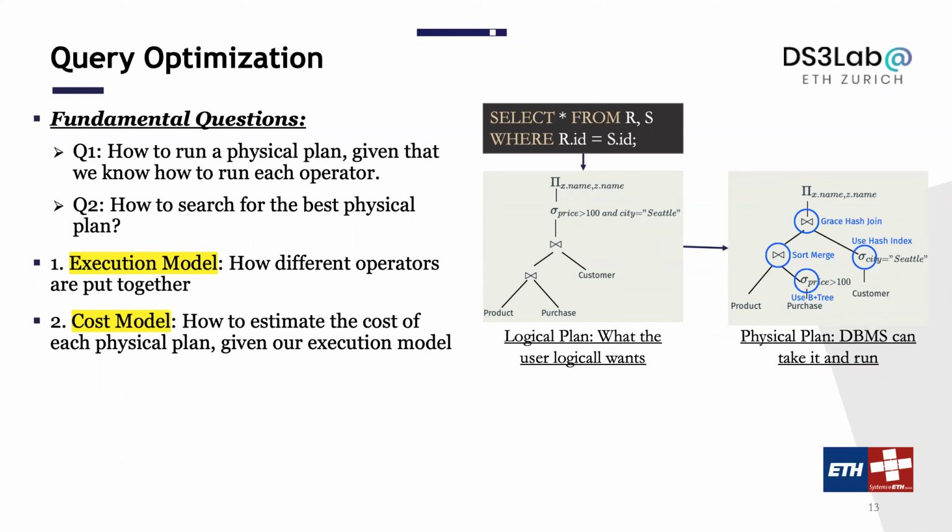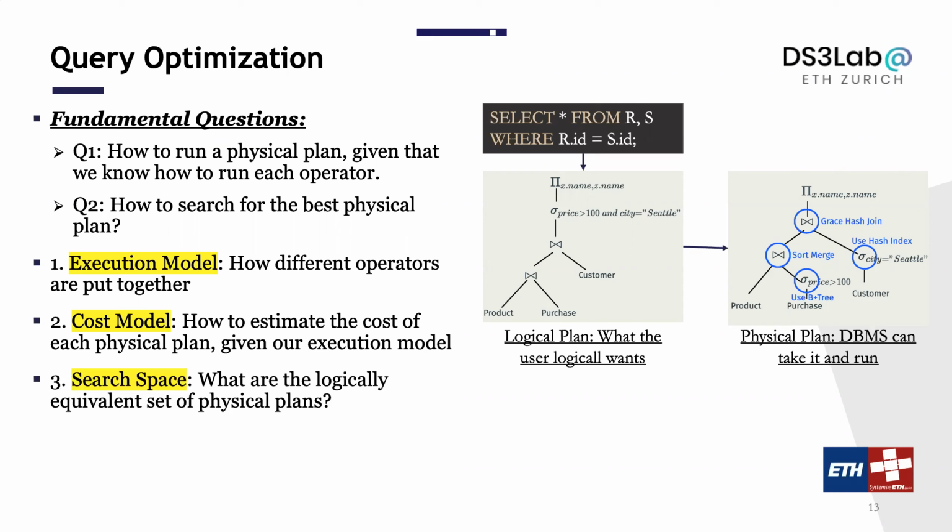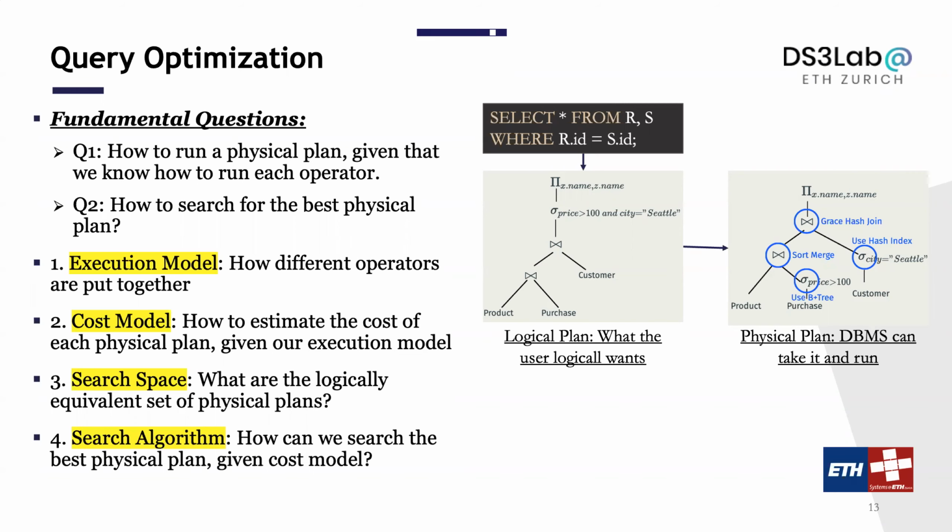And of course, there's a relationship between cost model and execution model. For different ways you are running all those physical plans, there are different cost models, right? And then the third question is the search space, right? Given the logical plan, I want to find the best physical plan over a set of potentially possible physical plans. So how can I construct that search space? And then the fourth question is the search algorithm.